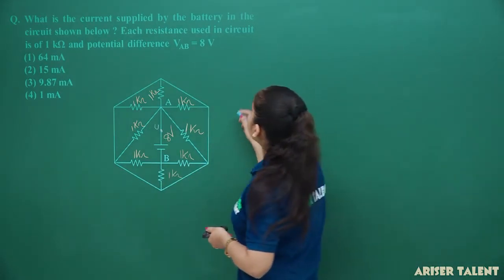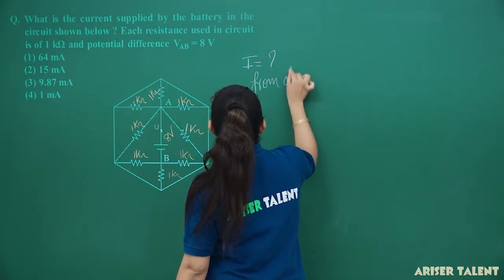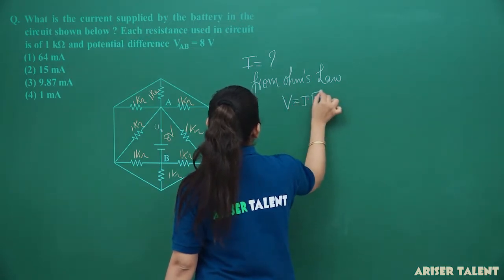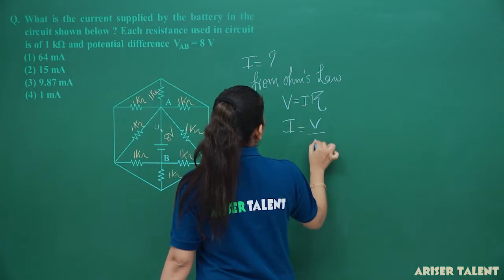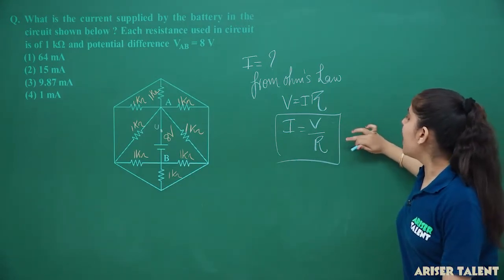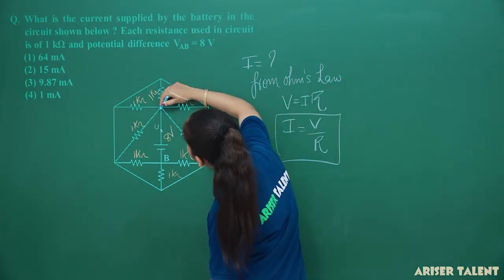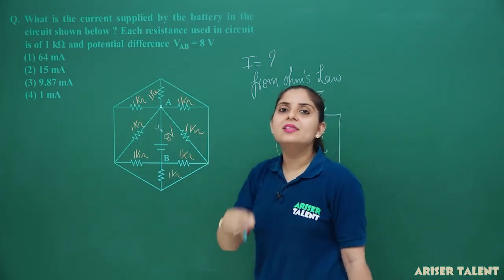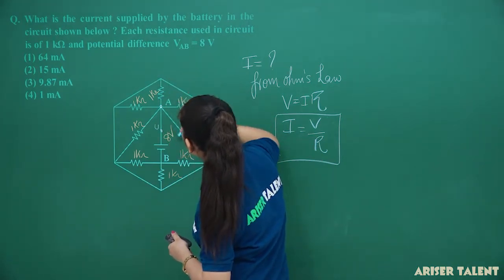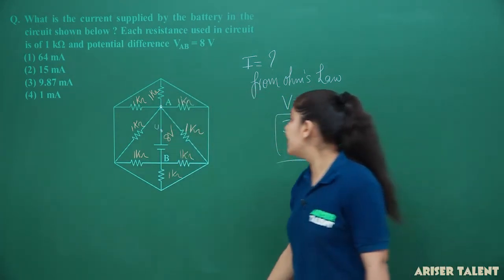Now, you have to determine the current here, and the current will be determined only from Ohm's law. Ohm's law states that V equals IR, and I will be equal to V upon R. So this will be the formula we will use to calculate the current. But voltage we have 8 volt, we have to determine the resistance in the circuit. Now you can see that from point A, this is our point A, and how many resistances are connected, you can see that this is resistance number 1, 2, 3, 4 and 5. So from point A, I can see here there are 5 resistances connected.